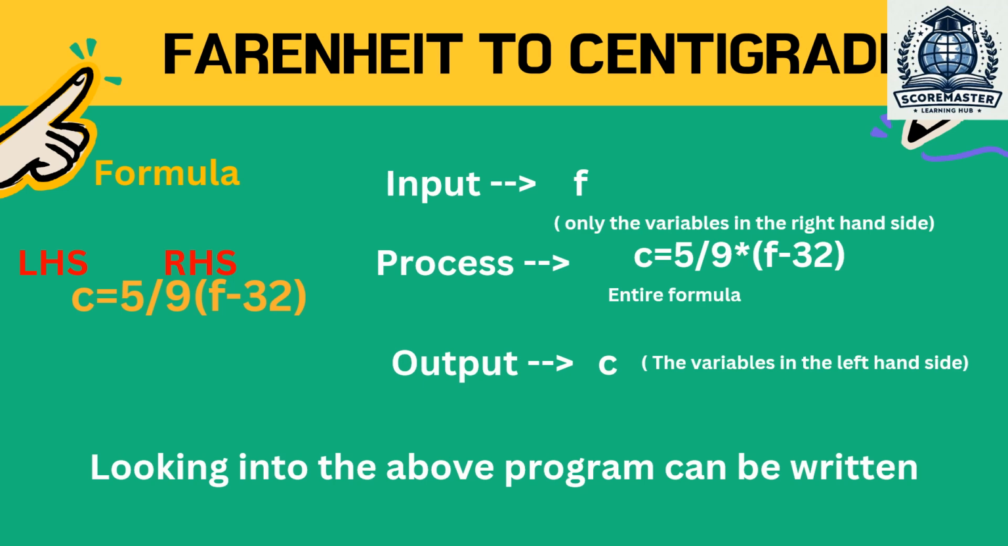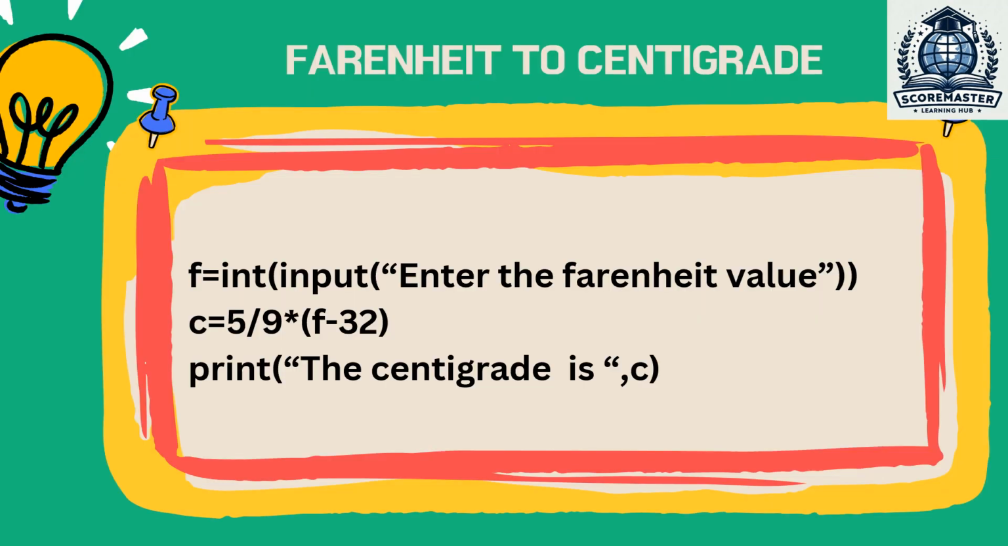Next program is to convert Fahrenheit to centigrade. Formula is C = 5/9 into (F - 32). Input is F, process is C = 5/9 into (F - 32). Output is C. Input is Fahrenheit F, process is C = 5/9 into F minus 32.